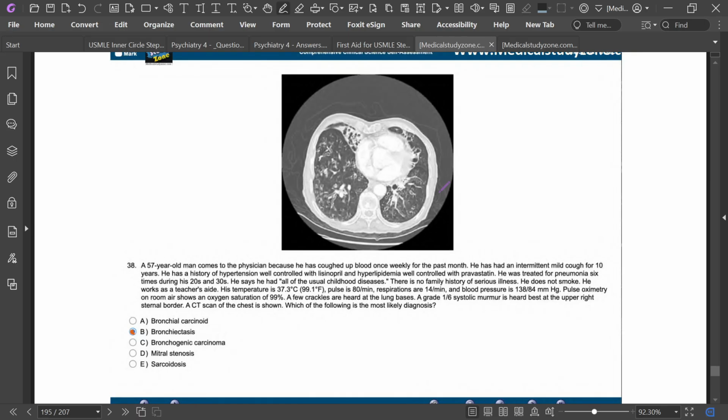Temperature is fine, pulse is fine, respiration is fine, BP is a bit high. Pulse oximetry on room air shows saturation is 99%. A few crackles are heard at the lung bases. Grade 1 out of 6 systolic murmur best heard at the upper right sternal border. A CT scan of the chest is shown. Which of the following is the diagnosis?